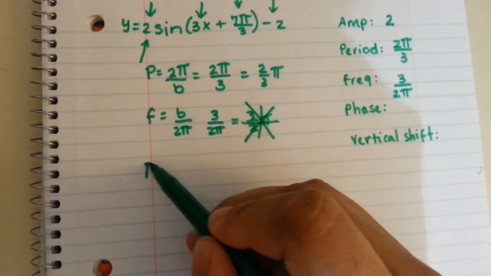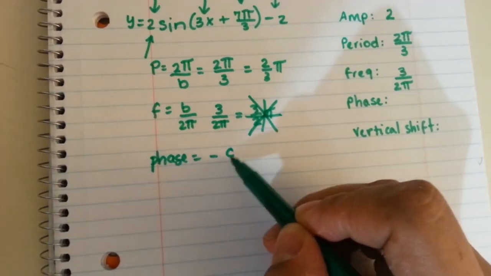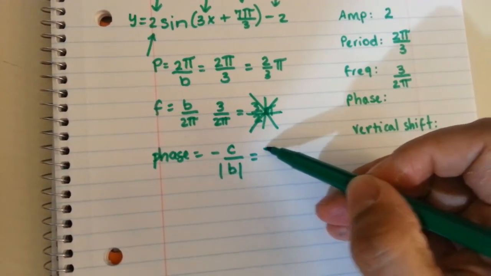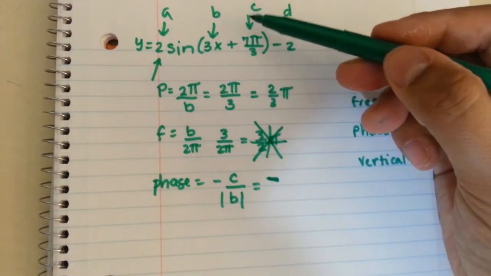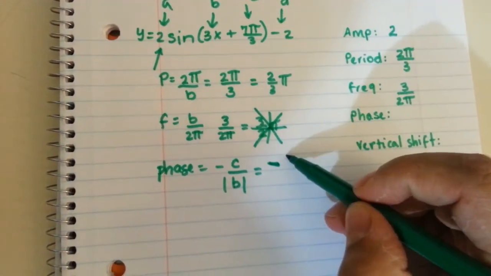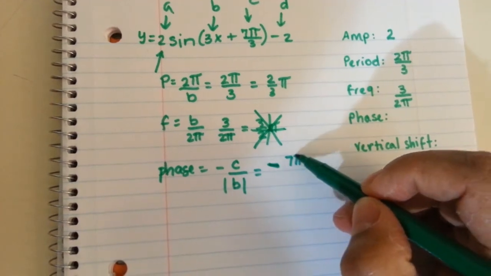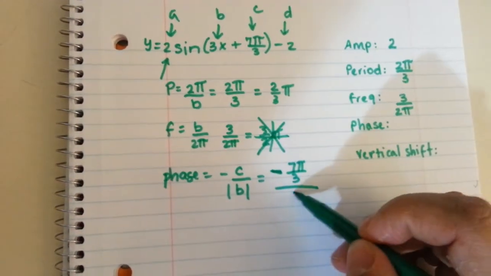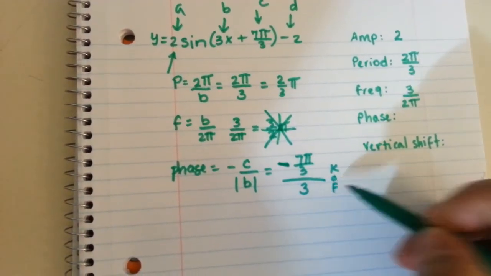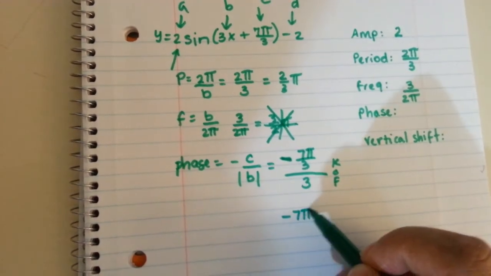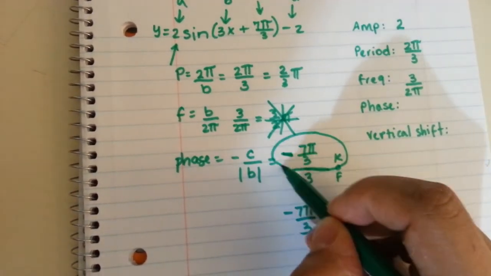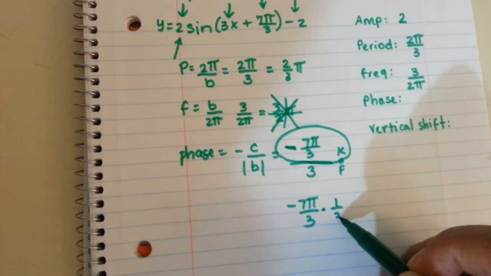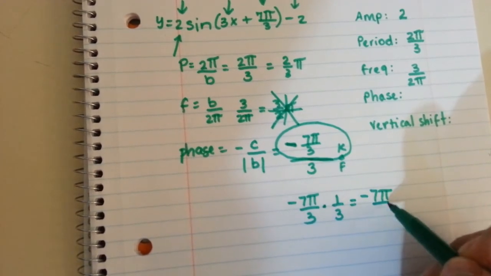For the phase shift, it's going to be -c over the absolute value of b. So negative. Notice that I'm not forgetting my negative sign. The c value. C is -7 pi over 3. And I'm dividing this by b. B is 3. Alright, so what I'm going to do is keep, change, flip. -7 pi over 3 stays the same because that's the numerator. I'm going to multiply instead of dividing, and I'm going to flip the 3. What's the flip of the 3? A third. So it's -7 pi over 9.